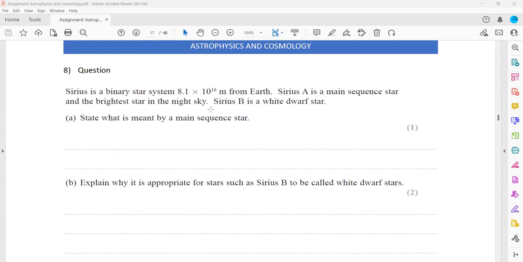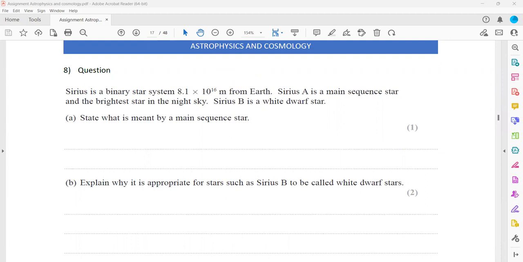In question 8, we have Sirius, a binary star system, 8.1 × 10^16 meters from the Earth. Sirius A is a main sequence star, and it is the brightest star in the night sky. Then we have Sirius B, which is a white dwarf. What is meant by the term main sequence star?